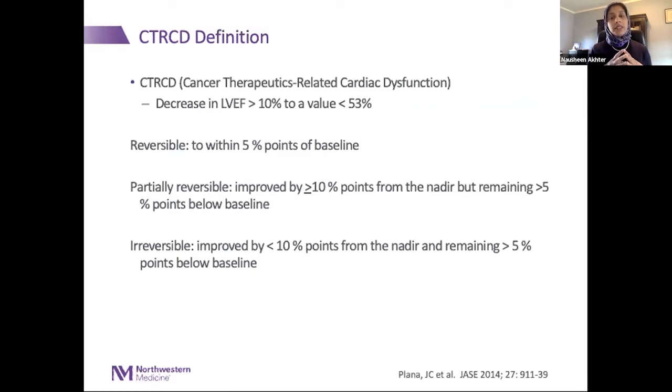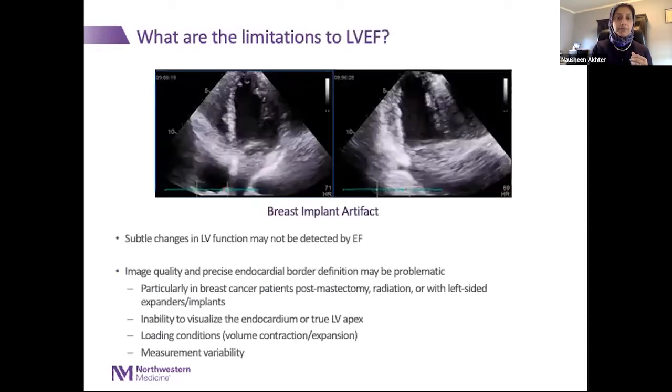Traditionally, these definitions have not included any other factors besides ejection fraction. And so cancer therapy decisions have been made solely on ejection fraction.